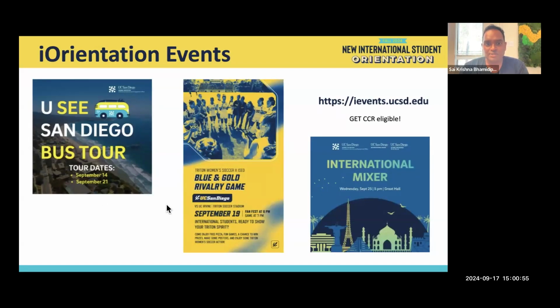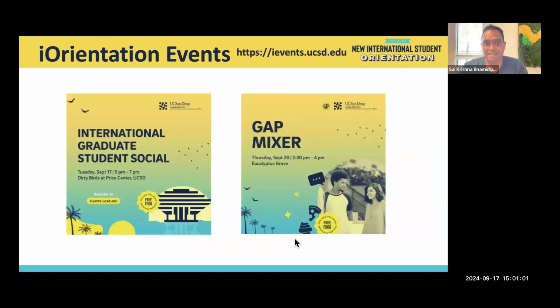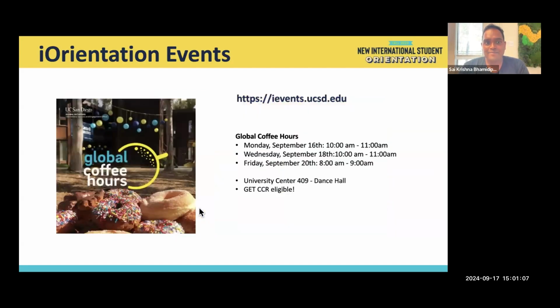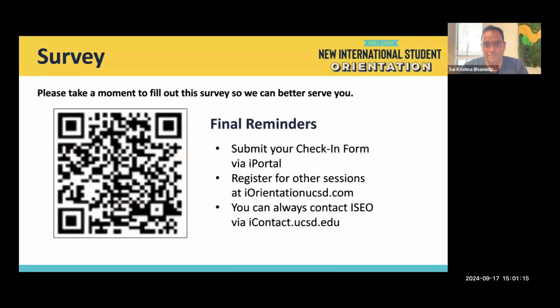We have a lot of events happening this month. UC San Diego bus tour. There's a women's soccer match coming up this Thursday. There's a social mixer. There's a graduate student social today at Dirty Birds at 5 to 7 p.m. You'll see me there. There's coffee hours throughout this week. We had one yesterday. There's going to be one tomorrow and on Friday. This is at 409 Dance Hall.